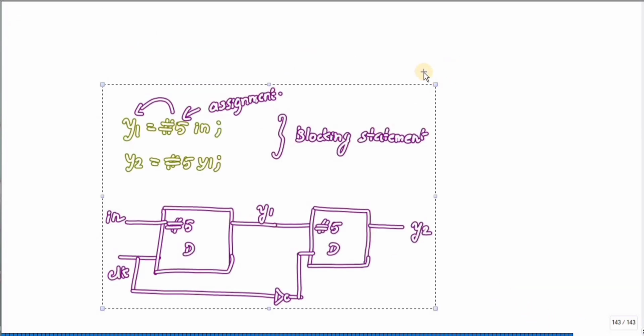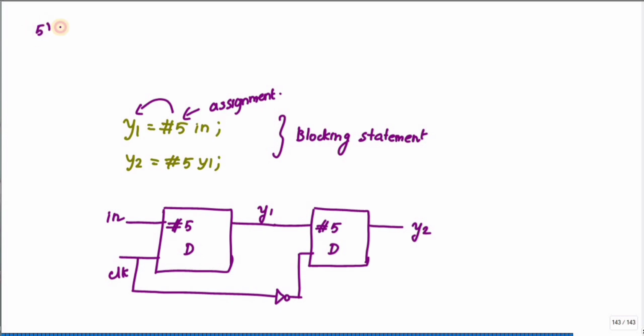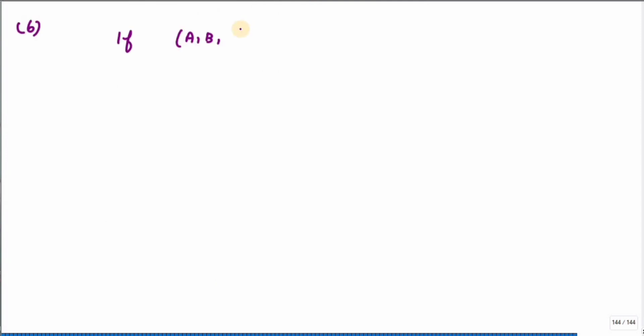So suppose if I use a non-blocking statement, I have to use less than or equal to. Now it does not get updated immediately, so therefore I don't need an inverter at the clock. So this is the difference between the blocking and the non-blocking statement. In the blocking statement the updated value is stored in y1, and the y1 value gets stored in y2. If it does not, it means it is a non-blocking statement. So now let me go for the next question.